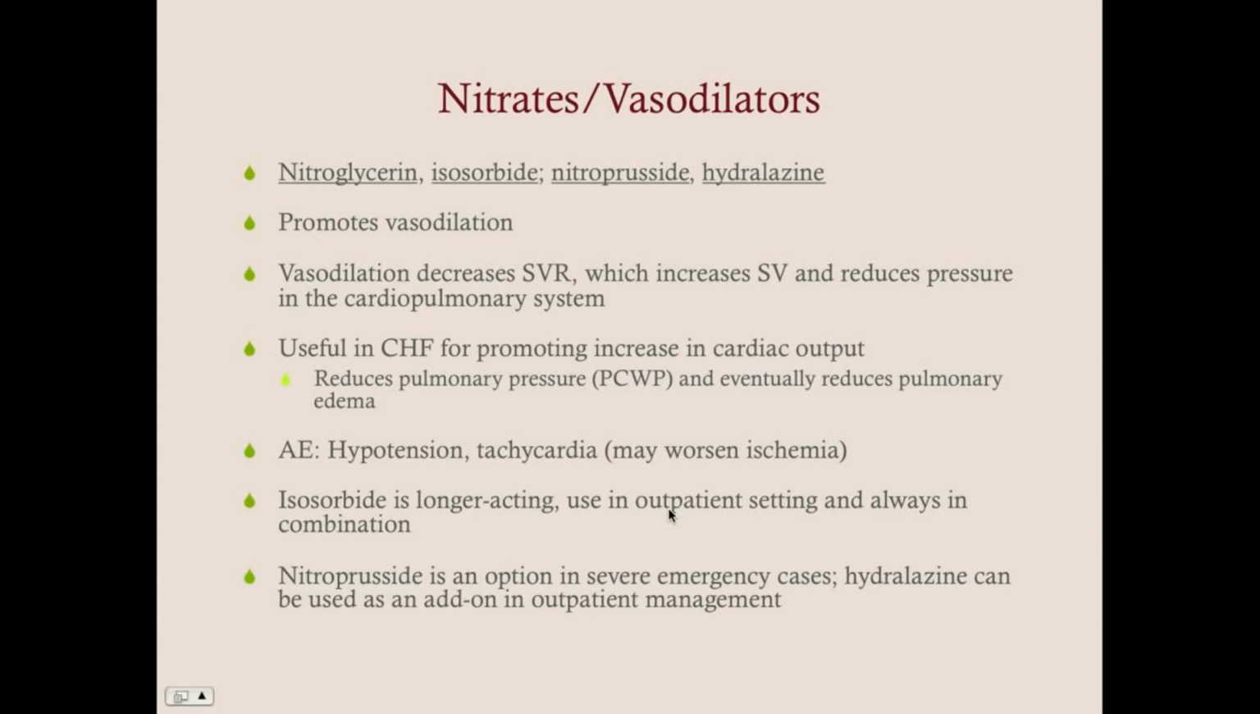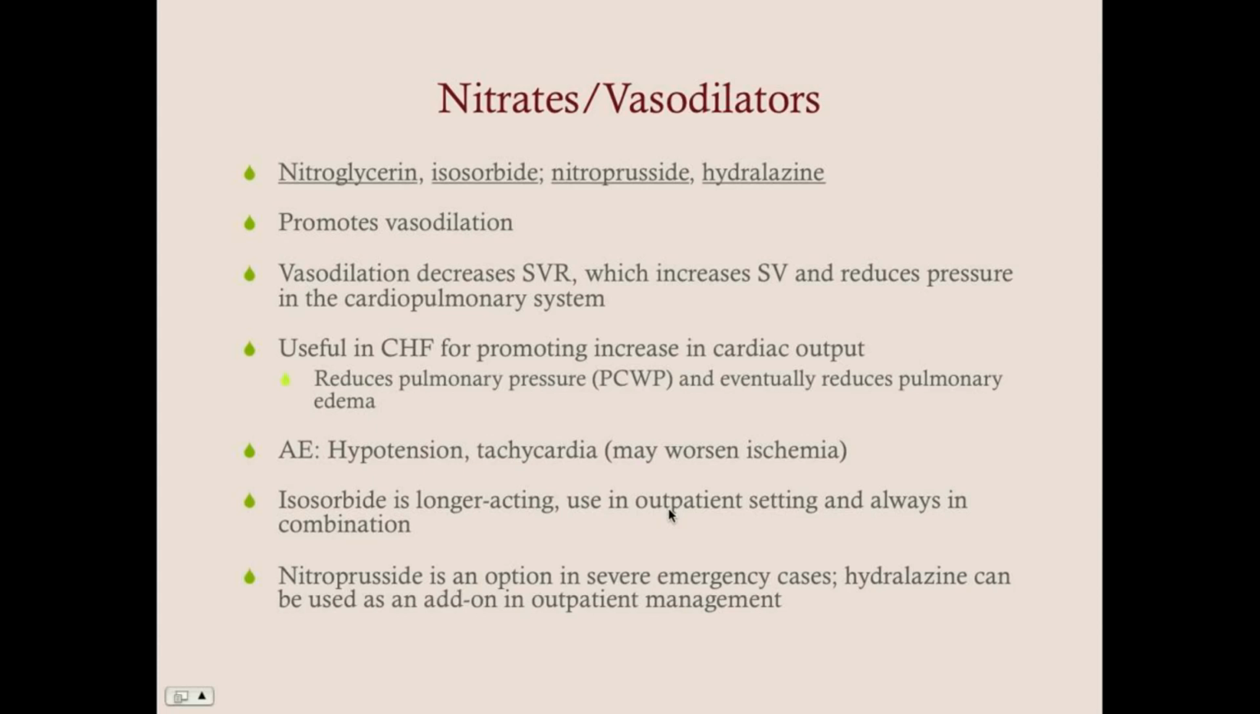So isosorbide, I want to point out particularly here, this is only given in the outpatient setting, and what it is is a longer acting vasodilator. So we use this in the outpatient setting because it has such a long-acting effect. So if the patient doesn't have their nitroglycerin on hand, they'll still have some level of vasodilation. So we use both the short-acting and the long-acting.